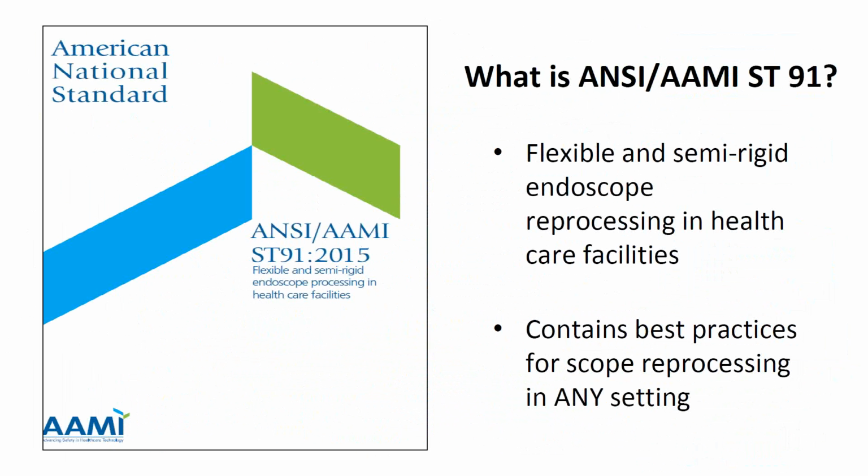We're going to pick up with some details on ST91, which you see a photo of the cover of the document, which just came out in April of this year. And ST91 gives guidance and best practices on flexible and semi-rigid endoscope reprocessing in healthcare facilities. What's great about this document is that it does provide reprocessing information and best practices regardless of the setting that you're in. So this does apply to any setting, whether you're in a hospital, an ASC, a physician's office. The same standard of care is applied and found throughout the document of ST91. Next slide.